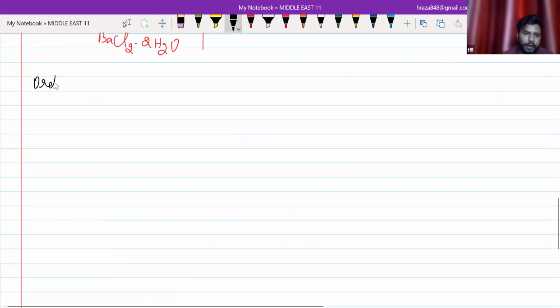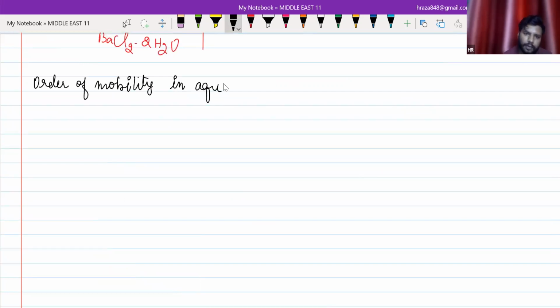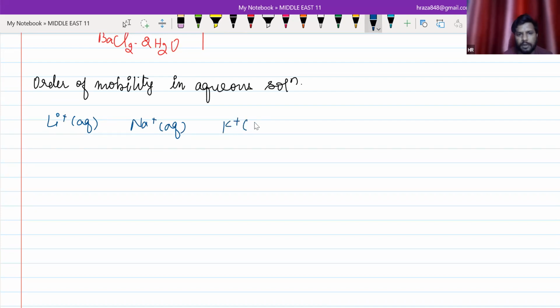Now, order of mobility in aqueous solution. If I'm going to give you a question: Li plus aqueous, Na plus aqueous, write with me. Then K plus aqueous, then Rb plus aqueous, then cesium plus aqueous. Again, Be plus 2 aqueous. This is for the second group. We are taking both together.